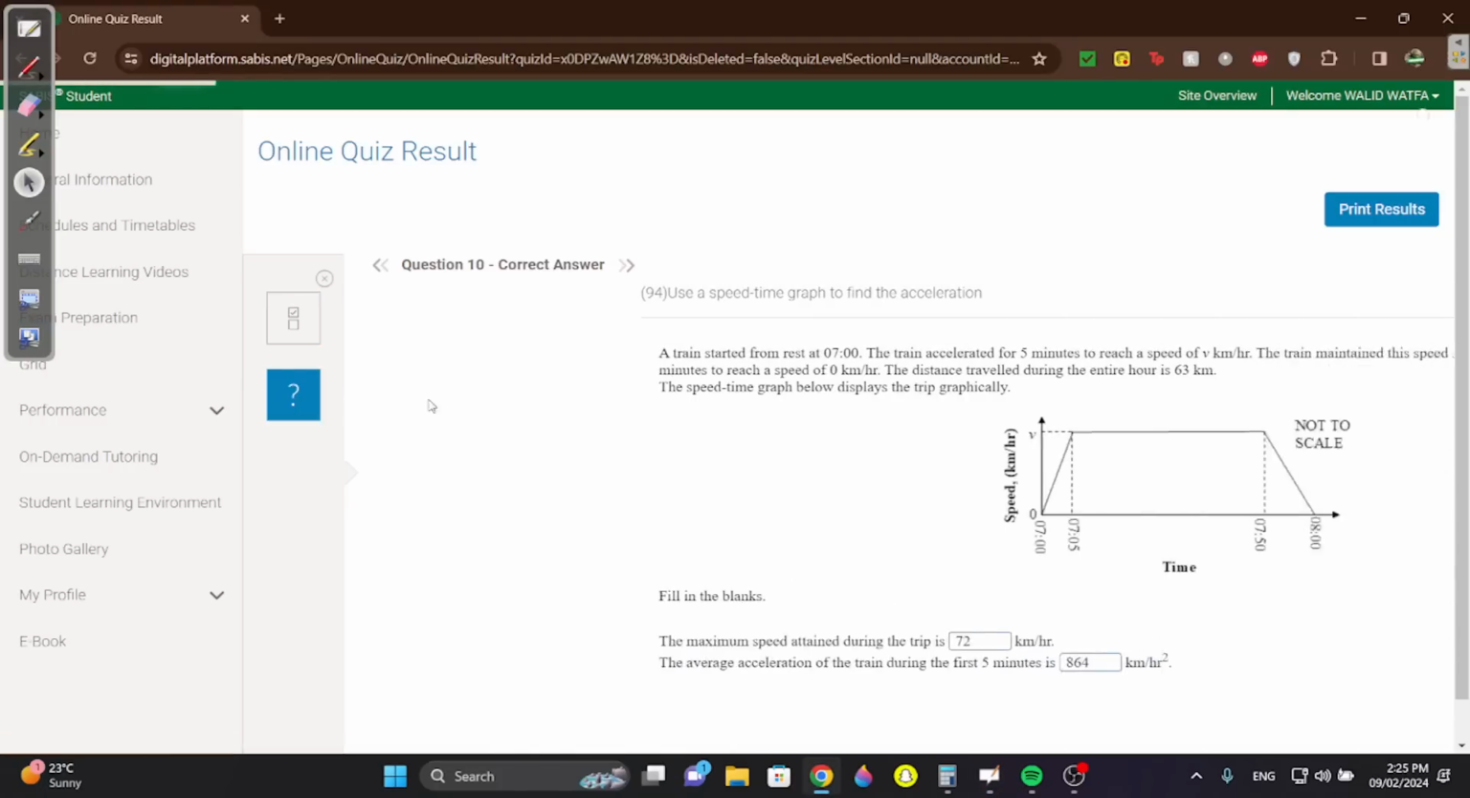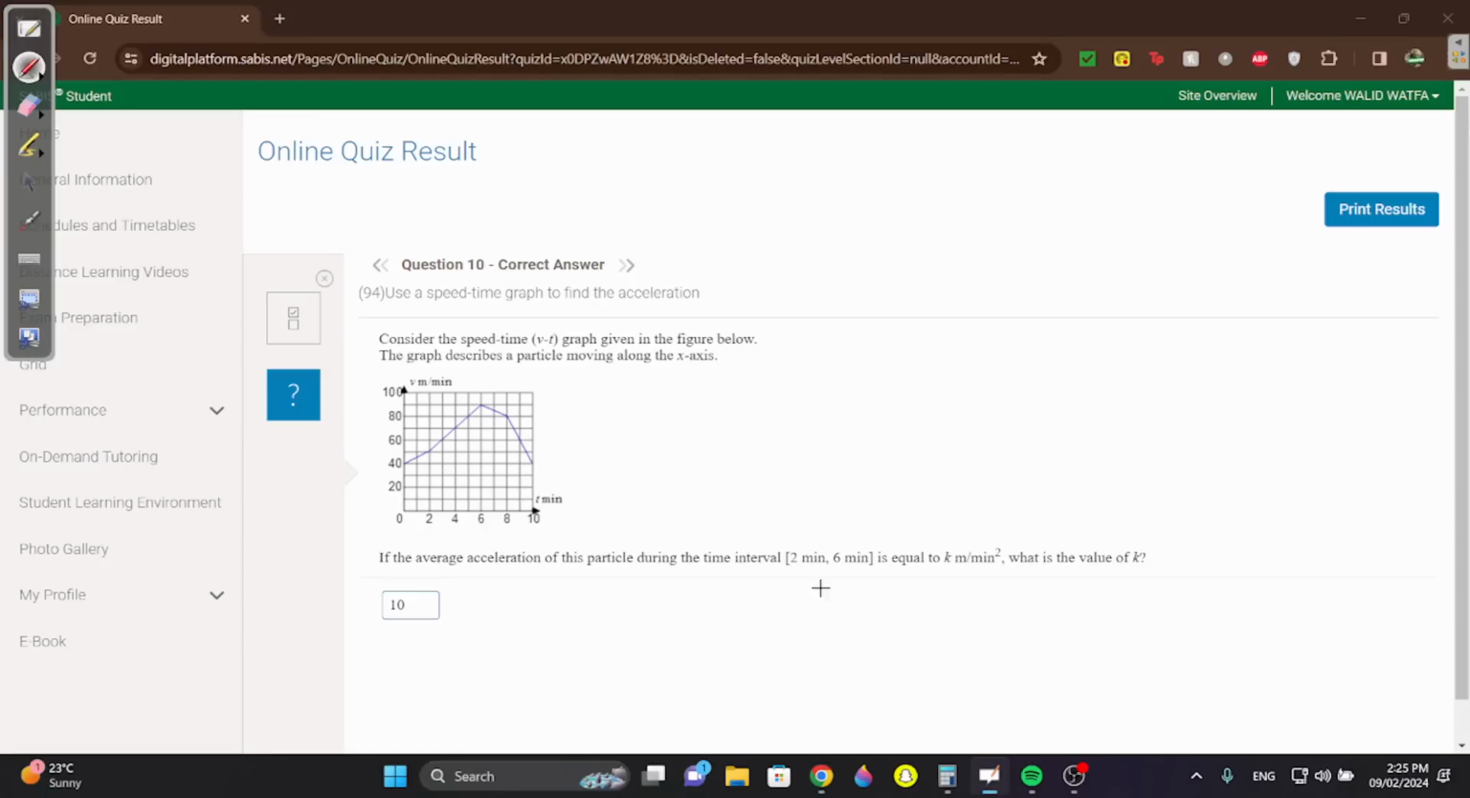Question 10. The acceleration from 2 minutes to 6 minutes is easy. Go from 2 minutes and 6 minutes, it's 90. So 90 minus 50 over the time, which is 4 minutes, because you want it in minutes. Anyway, you can keep it. So 50 and 90 minus 50 over 4, 40 over 4, which is 10. Okay, and question 11.